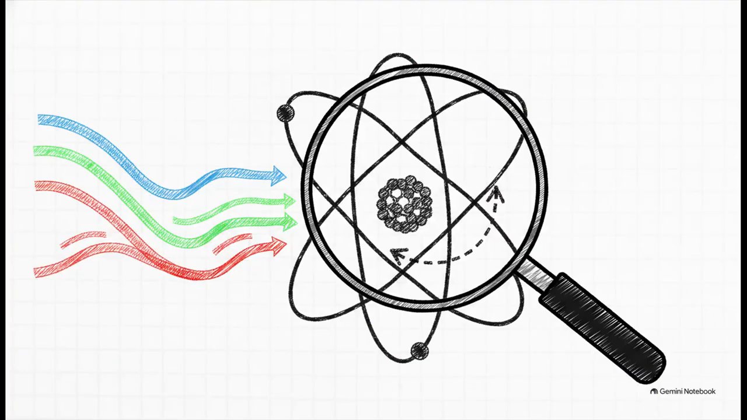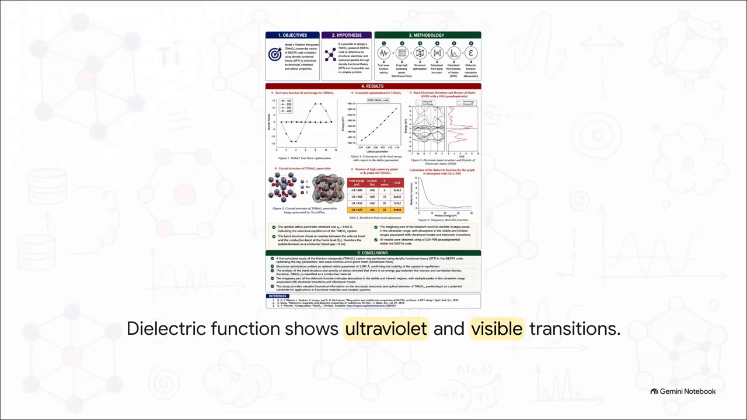To accurately measure this optical response, we zeroed in on the imaginary part of the dielectric function. This metric is a real game-changer for us because it gives a direct window into the electronic transitions, showing us exactly how the material absorbs light across different energy spectrums. And our data reveals multiple distinct peaks. This tells us there are significant electronic transitions happening right within the ultraviolet and visible light regions. Plus, the analysis highlights contributions that are tied to vibrational modes, extending deep into the infrared range as well.